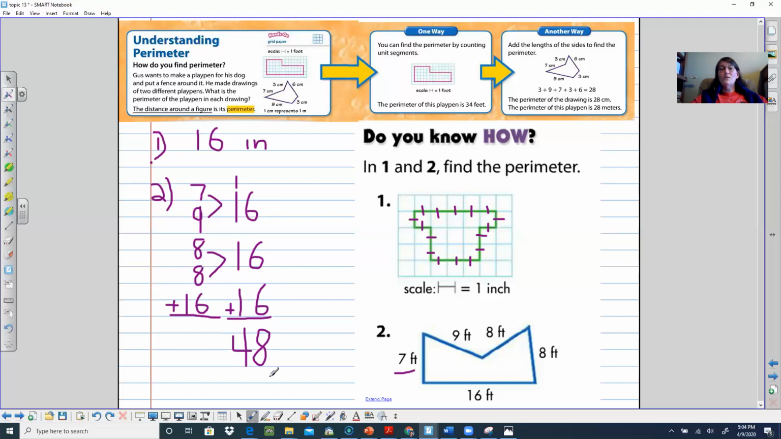Ladies and gentlemen, what have we forgotten to do? We have forgotten to label it with its unit. So we need to remember to come back over here and label it feet. Okay, so if you need to pause the video to finish getting caught up, please do that, and you get to hear Waylon's necklace jingle in the background.